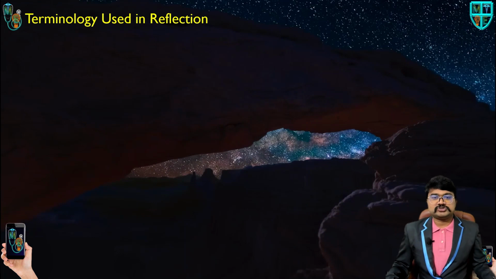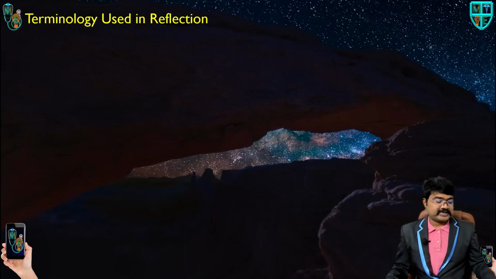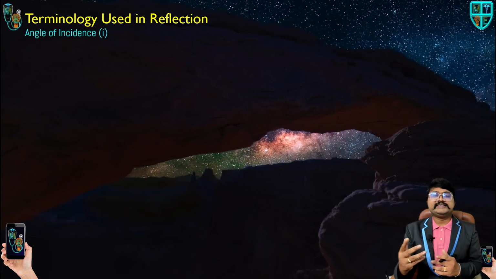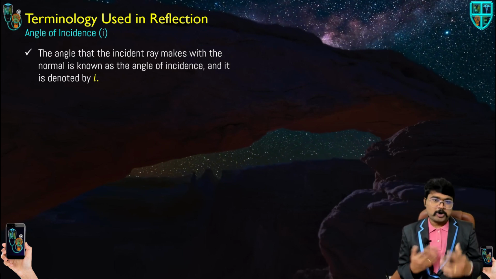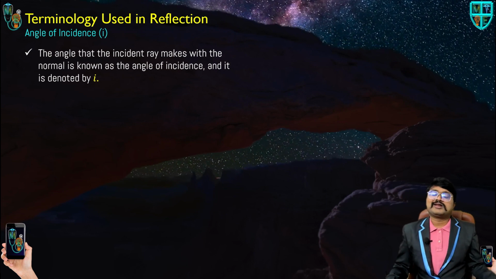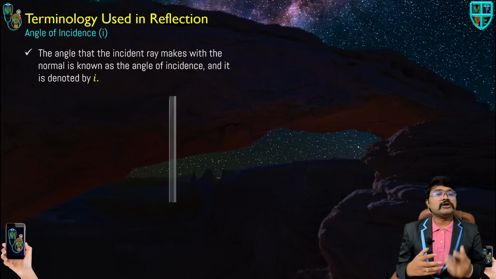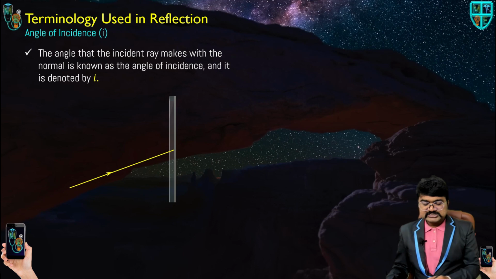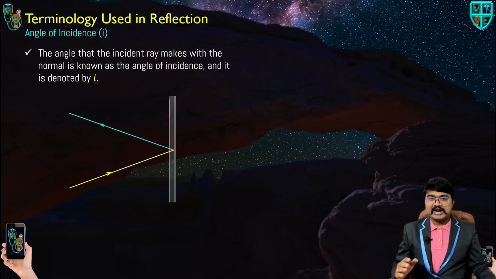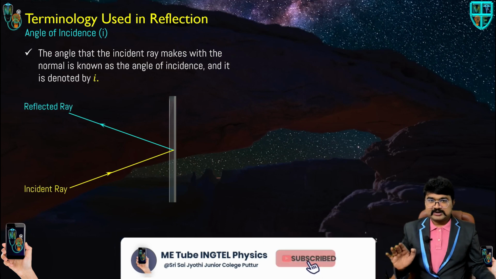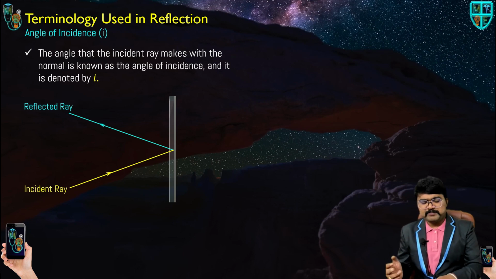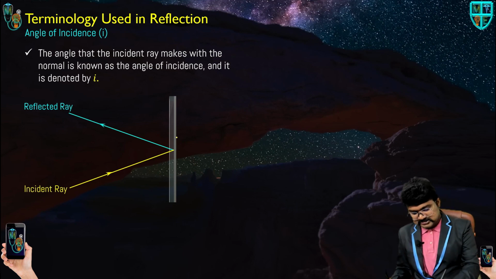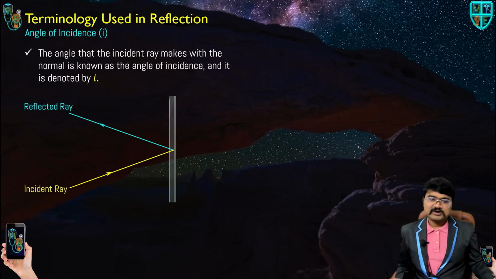Now, terminology used in reflection. See here, this is the angle of incidence, angle of reflection, both are important. These two are among the popularly used terms in this particular reflection chapter. Understood? So here, angle of incidence, this is the mirror, this is the incident ray here, and reflected back to the same medium, this is the reflected ray, incident ray, reflected ray. Now we need to draw the normal to the plane surface, mirror or plane surface, that is fine.